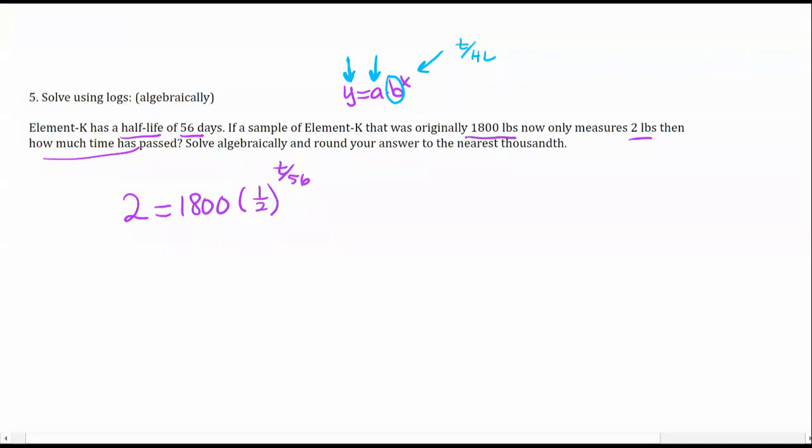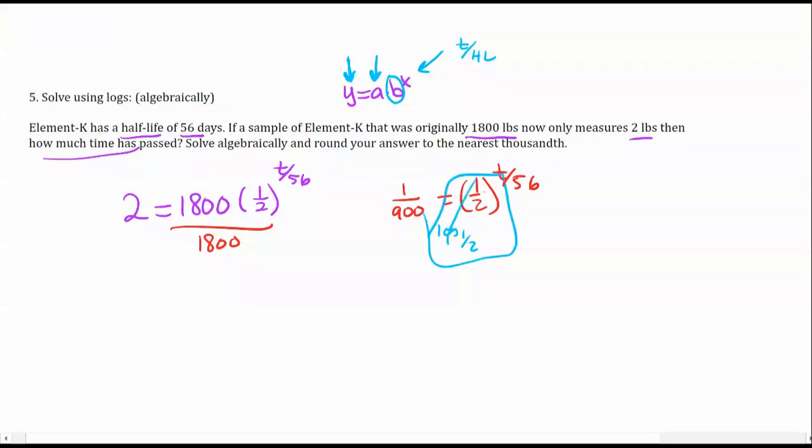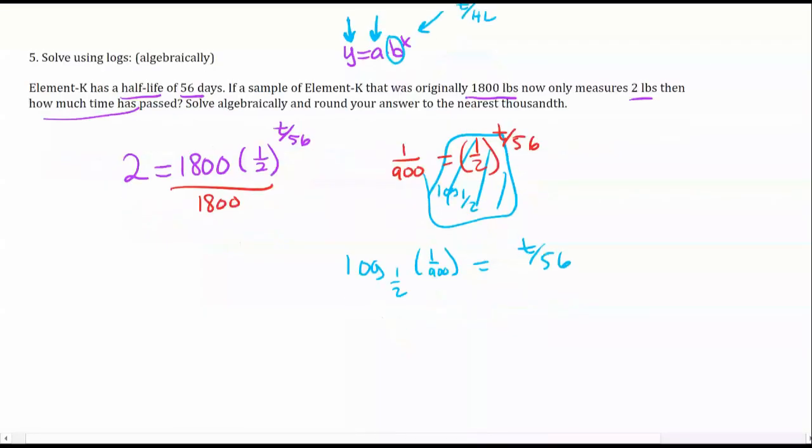Setting up the problem is kind of the hardest part, I would say, because now we're just using algebra to solve. So divide both sides by 1,800. That simplifies to 1/900 equals 1/2 to the power of t over 56. And now I take the log base 1/2 of both sides because that will bring down that t value. So I have log base 1/2 of 1/900 equals t over 56. And then my last step would be multiplying both sides by 56.